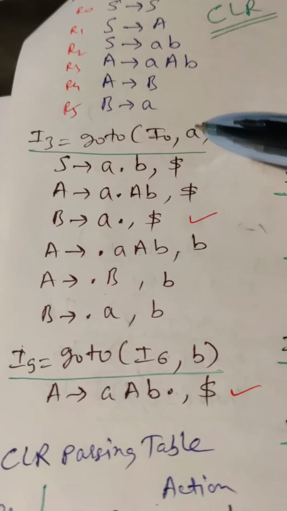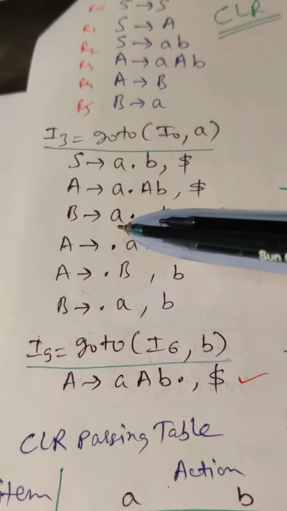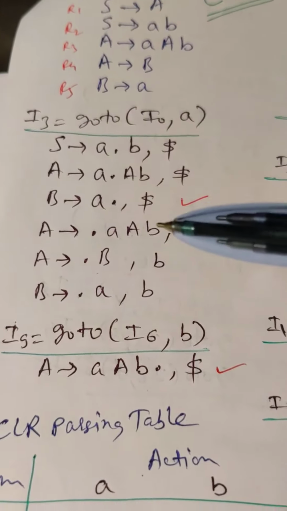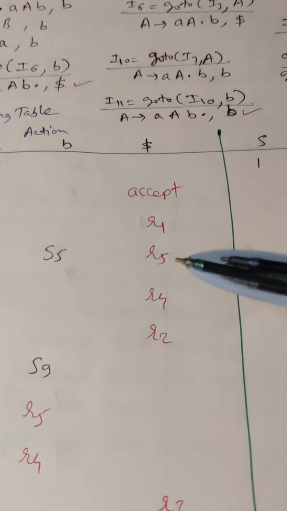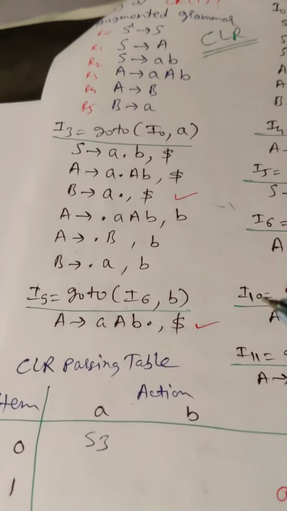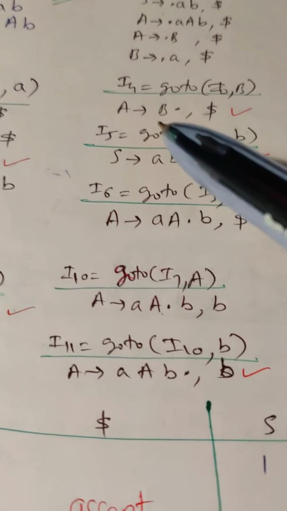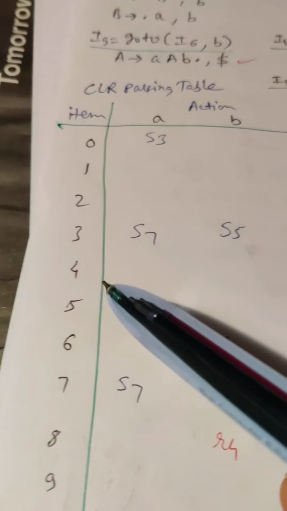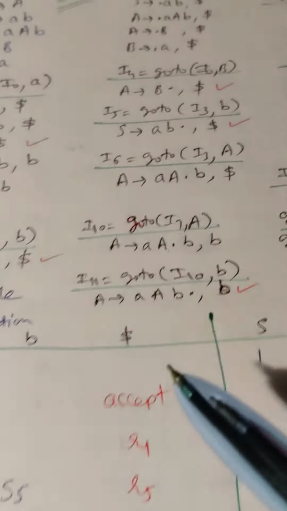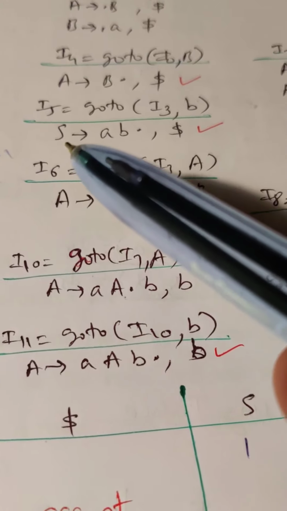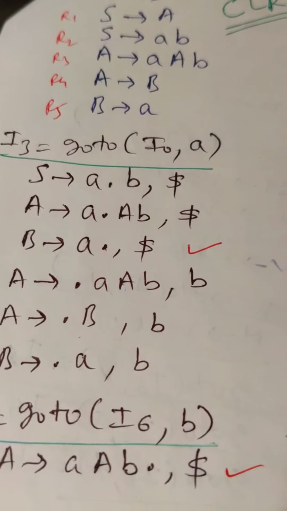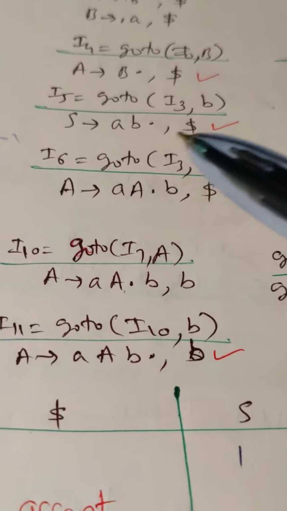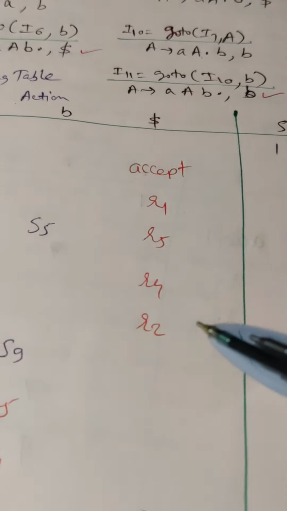Now next, item number 3, what finishes is B goes to A dot. That's rule number 5. So item number 3, rule number 5 in the dollar column. Same thing after this. Item number 4, A goes to B dot. A goes to B dot is rule number 4. Item 4, rule 4 in the column of dollar. Then we have item number 5, S goes to AB dot. That is rule number 2. So item number 5, dollar, you find rule number 2.